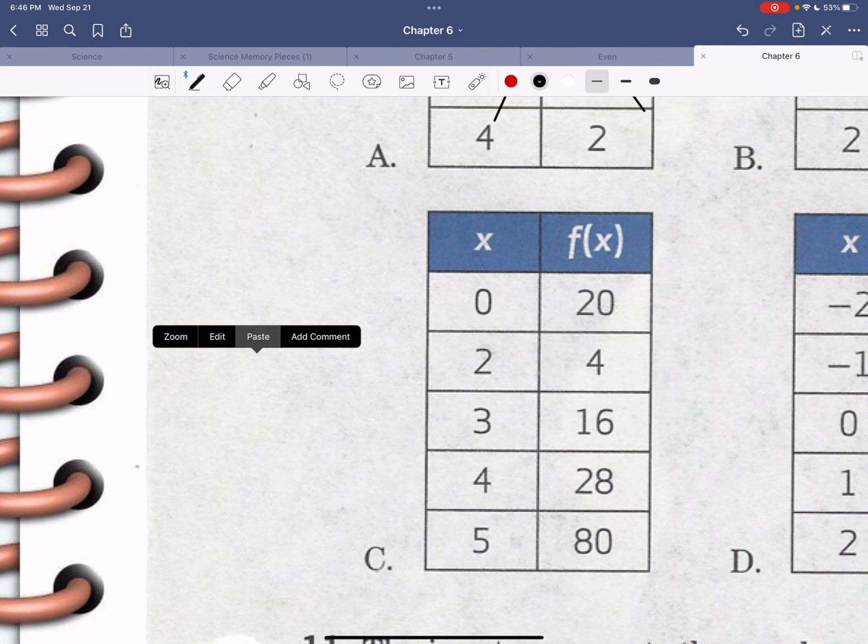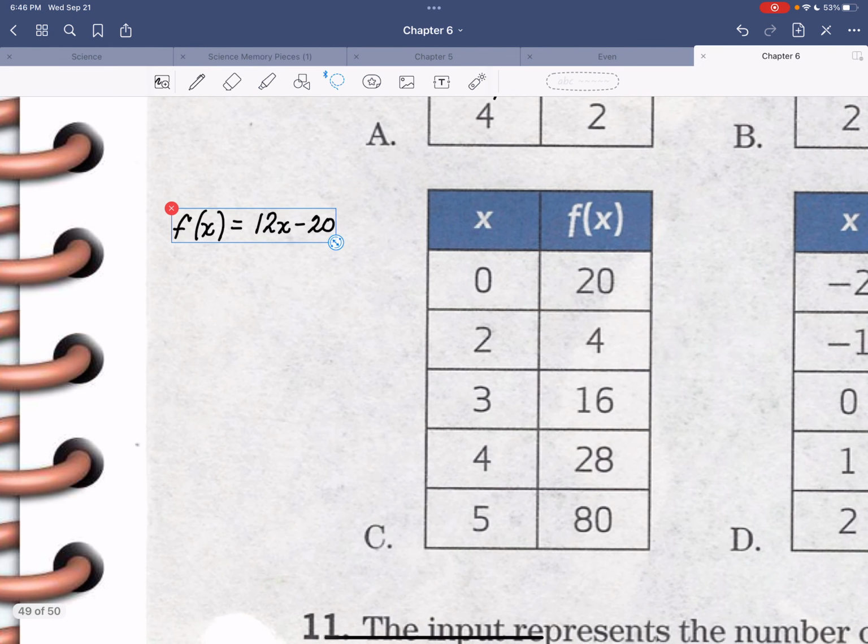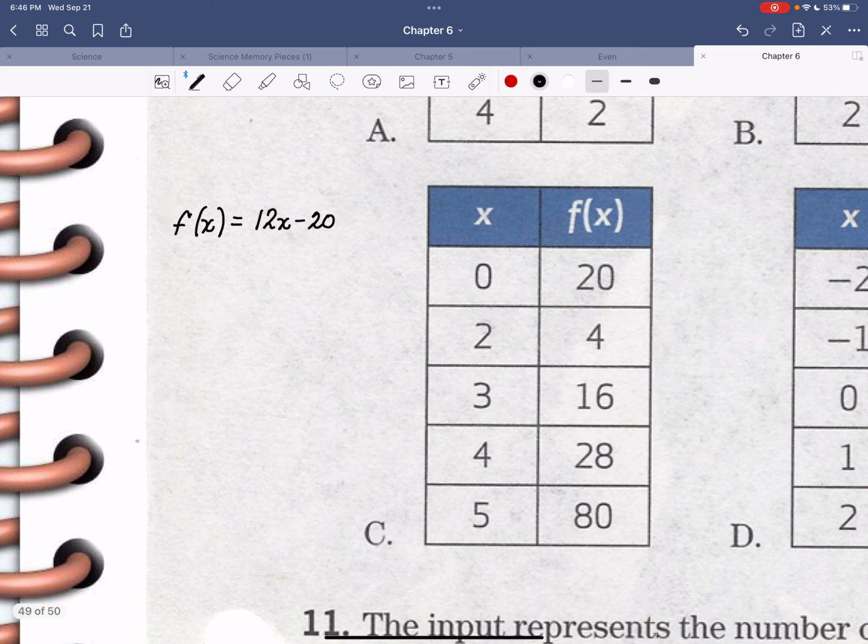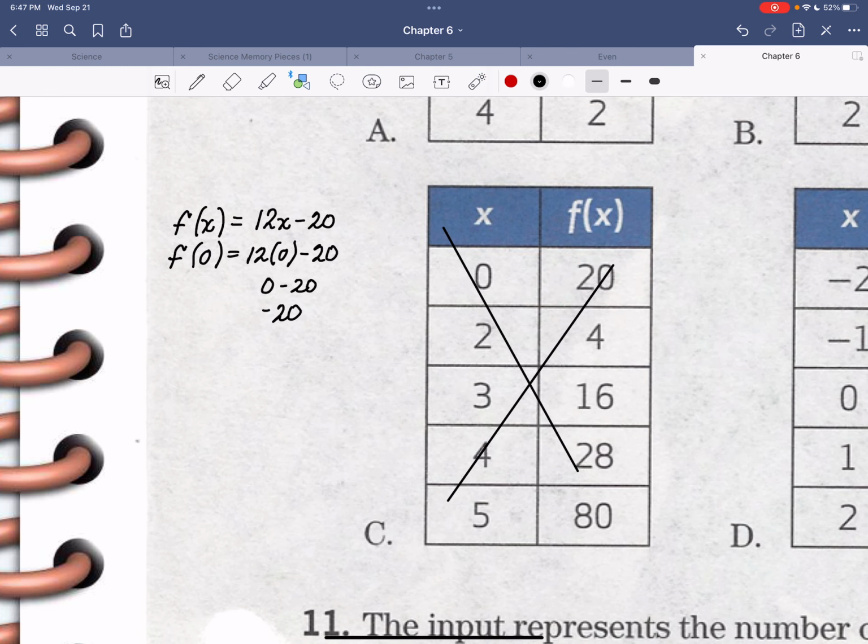All right, so this one, I'm going to try a 0. And that will be 12 times 0 minus 20. So 0 minus 20 is minus 20. And be careful on this one. It looks like a winner, but it's a positive 20 in this output. So that's not going to match up. This is not the one we want.